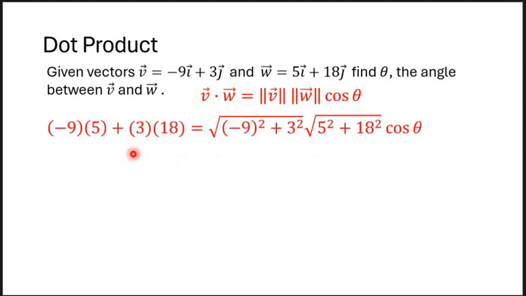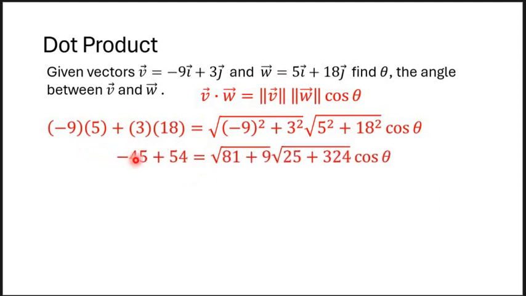So here we go. The dot product: you take the horizontal components and multiply them and add it to the product of the vertical components. So I get -45 plus 54 on the left side. On the right side, I have the magnitude of vector v, which is the square root of the sum of the two squares, -9 and 3 squared, and the magnitude of w, which is the square root of the sum of the two squared components, 5 squared plus 18 squared. -9 squared is 81, 3 squared is 9, 5 squared is 25, 18 squared is 324.